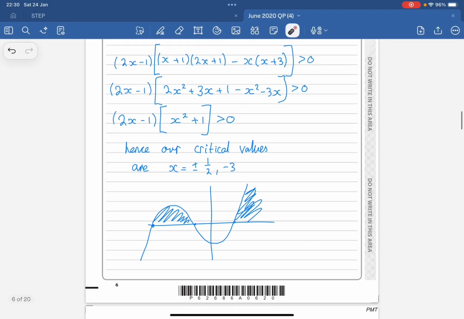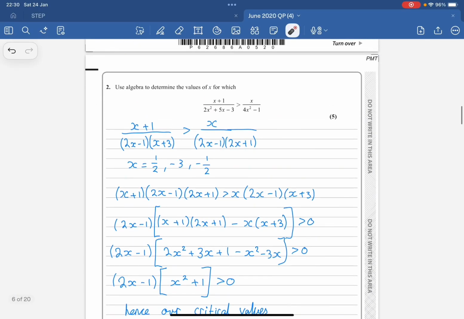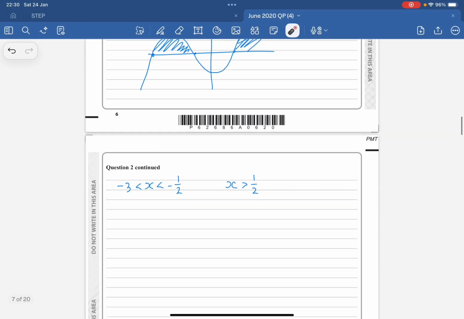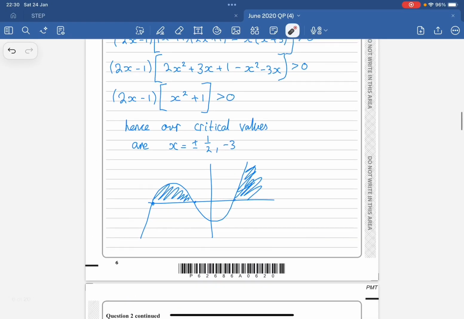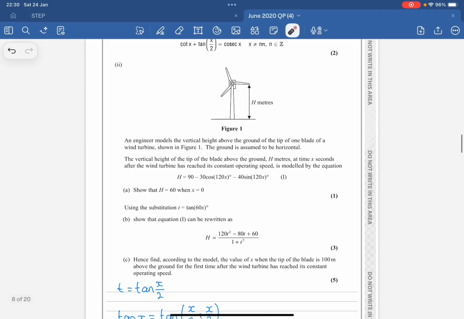And of course, this is going to form a cubic. And we know it's going to be a positive cubic because, just looking at our x coefficients from the start, when they multiply, the coefficient of x is going to be greater than 0. So then we're just looking for when this cubic is greater than 0. And of course, that's going to be between minus 3 and minus a half, and when x is greater than a half. Cool. Much easier than the other one.